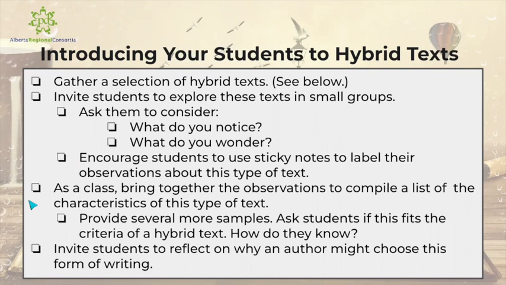Then, to build on or extend this knowledge, offer several more samples and ask your students if this new set of texts fits the criteria that you've just built around a hybrid text. Is there anything new that they want to add or adapt to the list of characteristics that they've developed around hybrid texts? Ask your students to reflect on why an author might choose this particular form or genre of writing. What are the advantages? What are the disadvantages, if there are any?